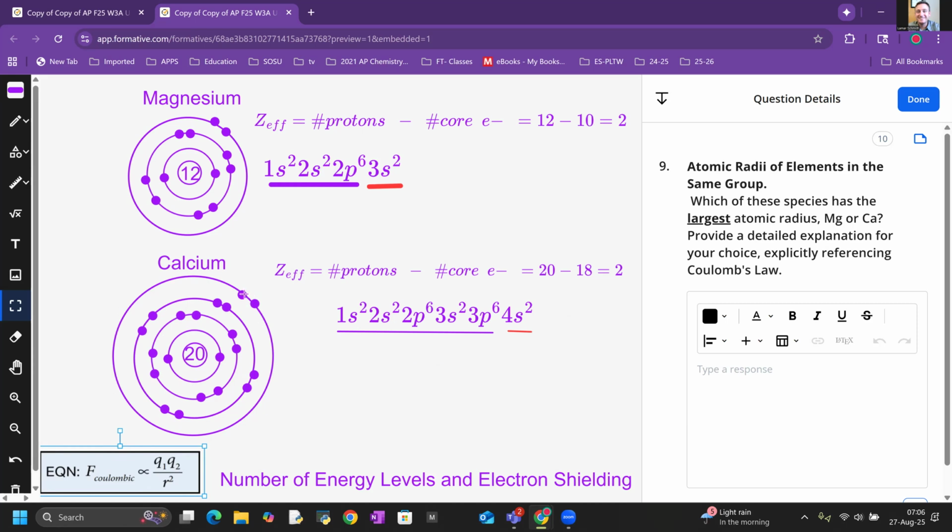So because this has a lower force of attraction, not only because these electrons are held further from the nucleus, but also because of more electron shielding. And so that's the theme here.